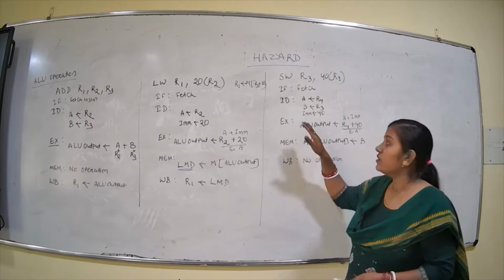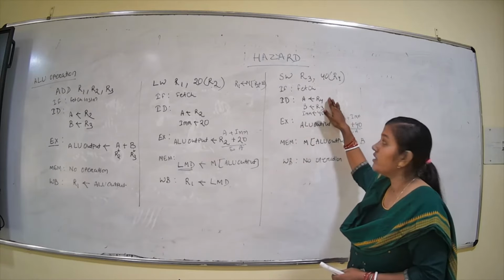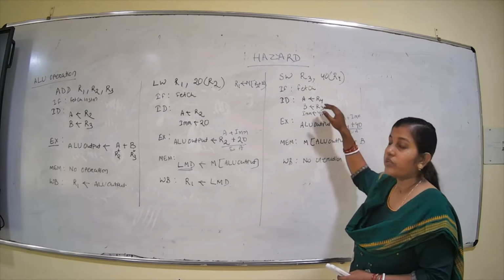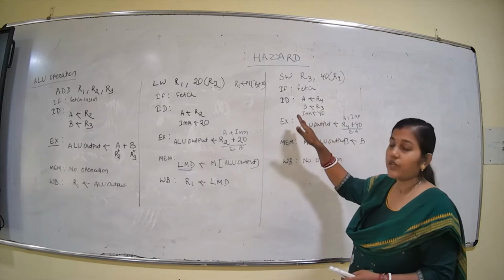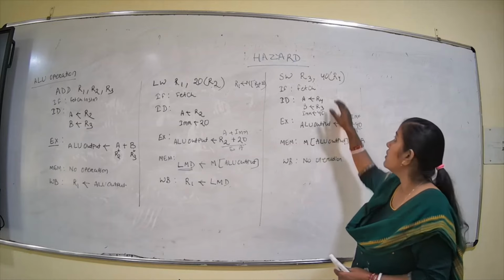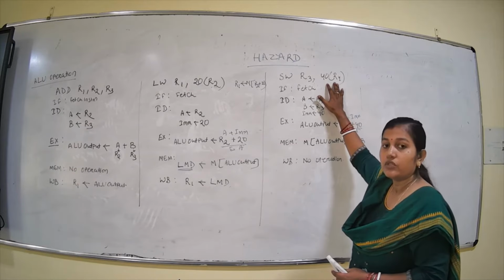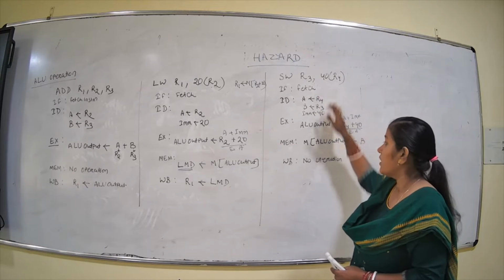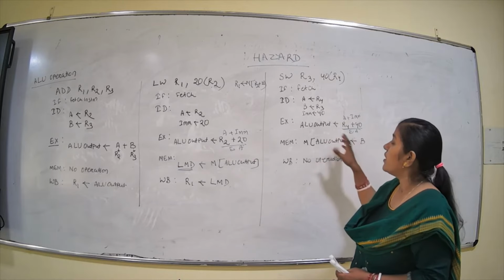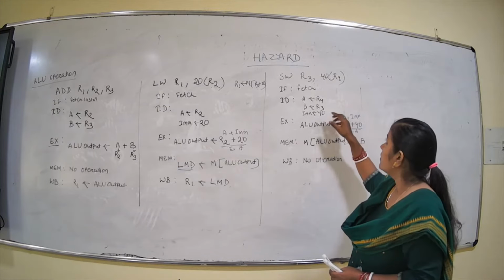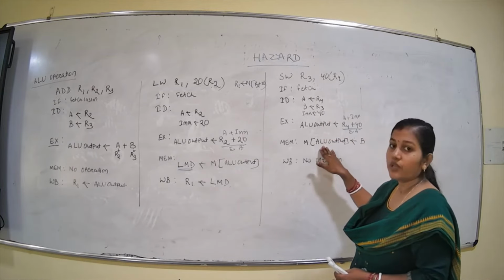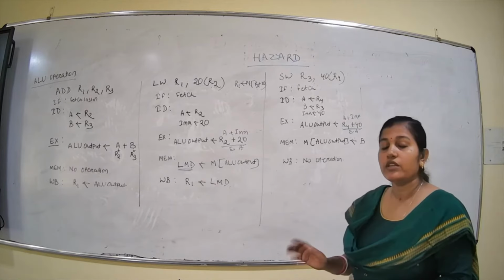In the store operation, at the ID stage, we are reading the values of R3, R4, and 40, storing them in the temporary registers. At the execute stage, we are adding these two to get the effective address. In the memory stage, we are writing into the memory, and in write back there is no operation.